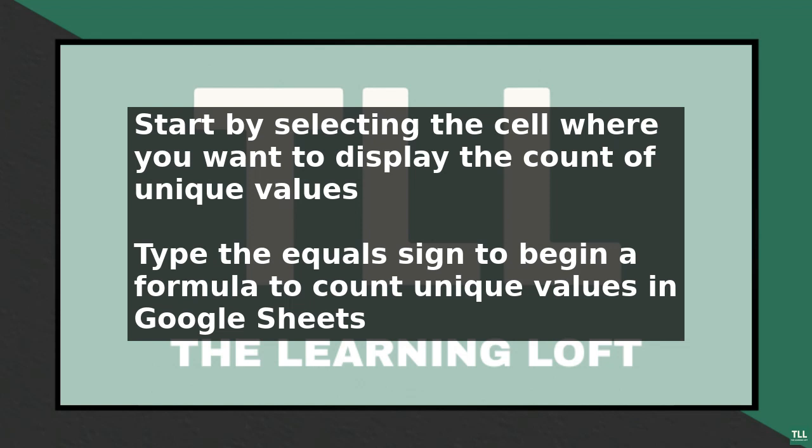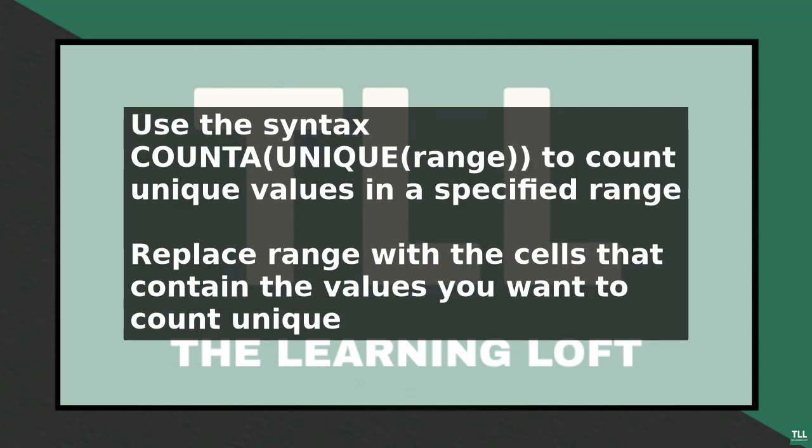The formula to count unique values is UNIQUE, which is used in combination with the COUNTA function. The syntax is COUNTA(UNIQUE(range)), where range refers to the cells that contain the values you want to count. For example, if you want to count unique values in column A, the formula would be COUNTA(UNIQUE(A:A)).